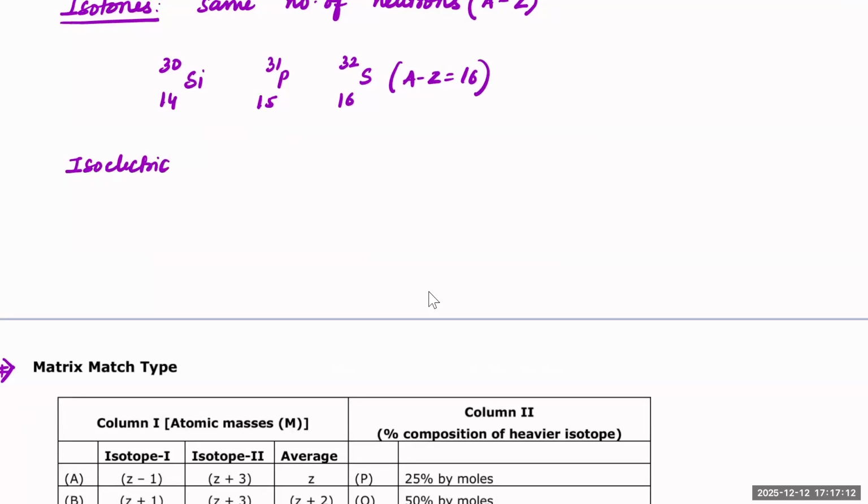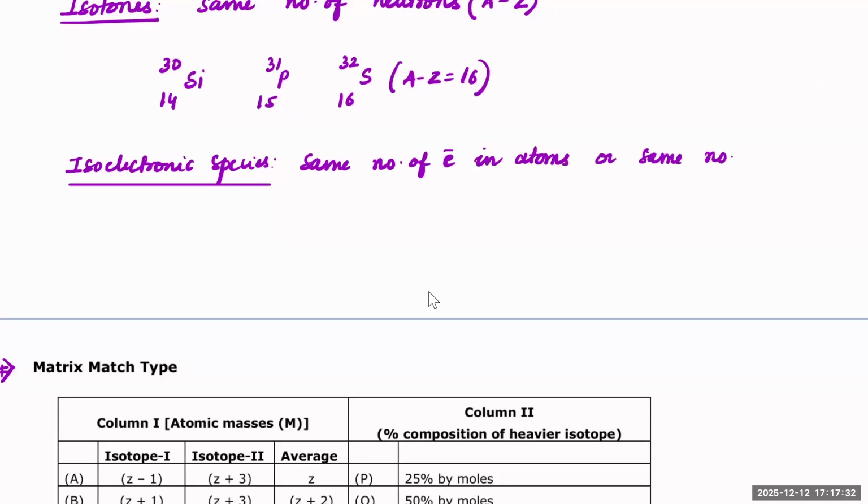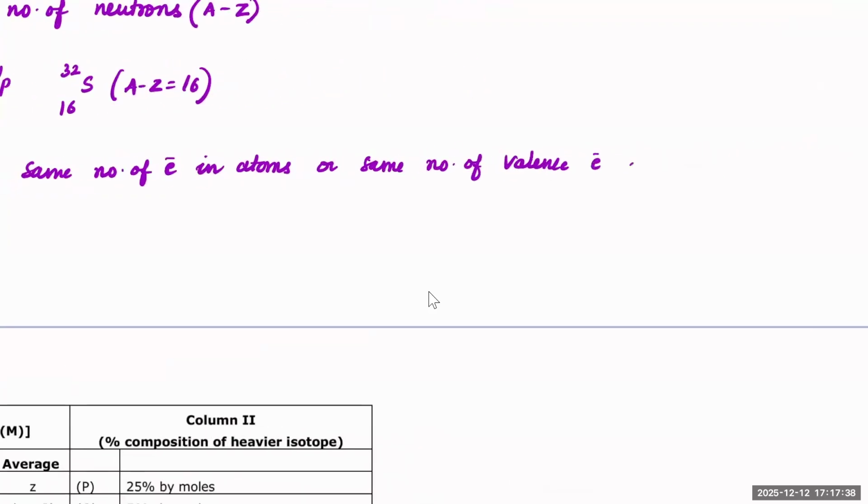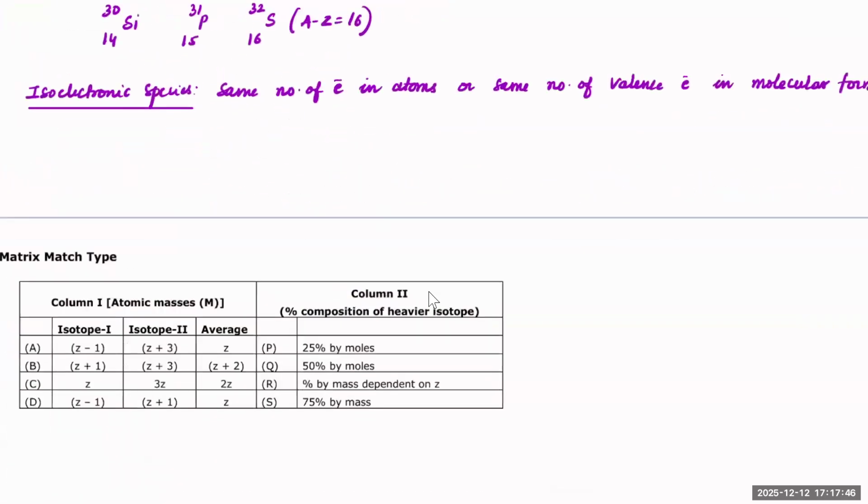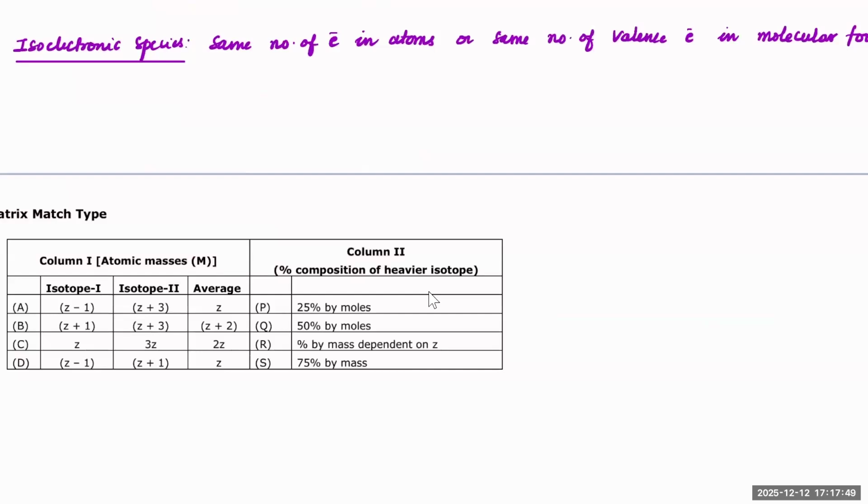The last one is isoelectronic species, which means elements having the same number of electrons in atoms, or the same number of valence electrons in molecular form. If you are talking about molecules, you need to check for the same number of valence electrons. If you are talking about atoms, you should check the total number of electrons.